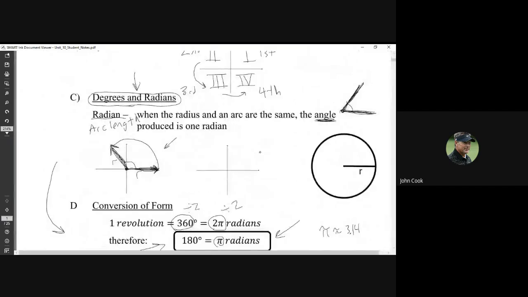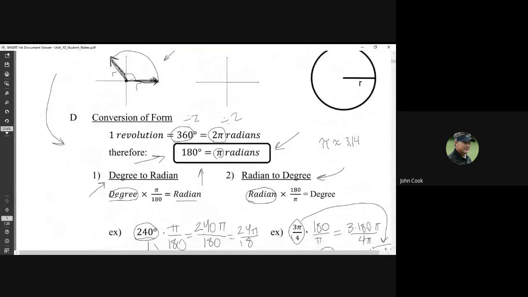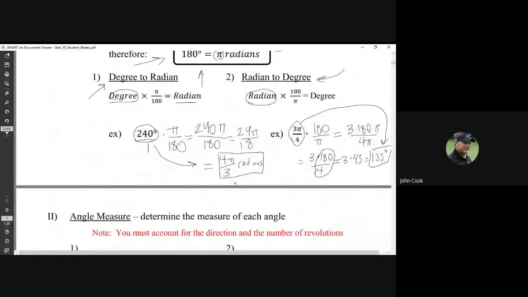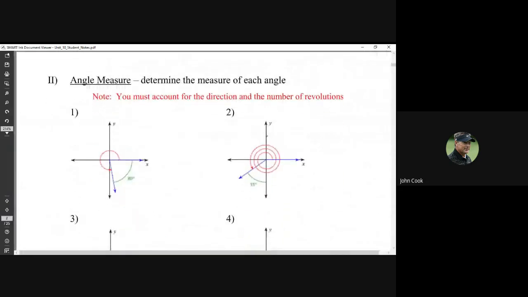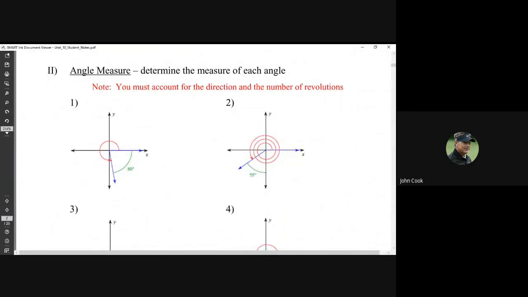We just got through some of the basics with angle measurements. If you need a little refresher on that stuff, go ahead and watch that video. Now we're working on angle measurements and determining the measure of an angle, just based off of how the angle is drawn in standard position.